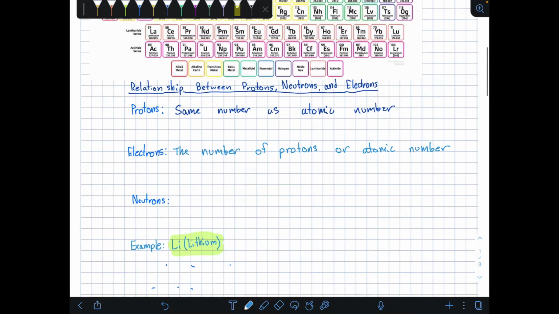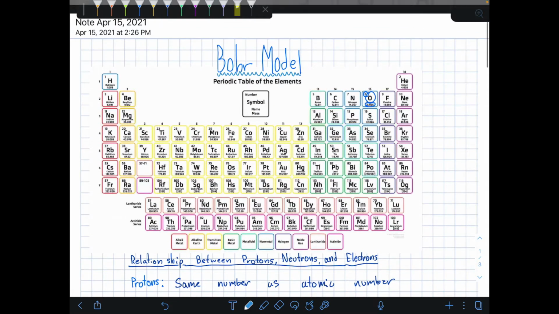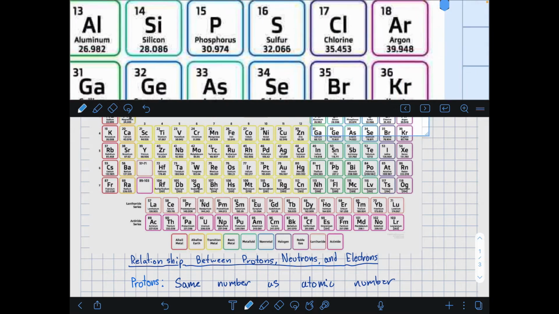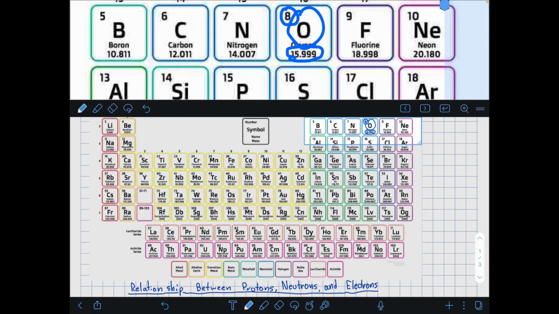And what about the neutrons? Neutrons are just neutrally charged particles also in the nucleus. But how do you find the neutrons? Well, this is a little bit more complicated. For the neutrons, you're going to need your mass number. Let's just take oxygen as an example here. For oxygen, you're going to have your atomic number and then your mass number here.